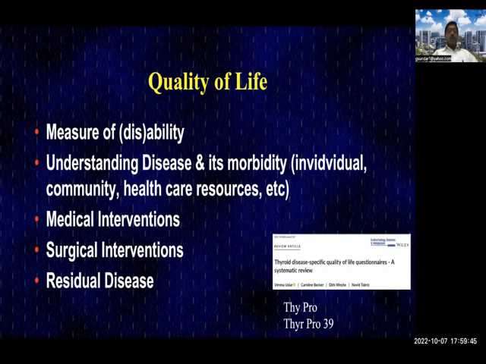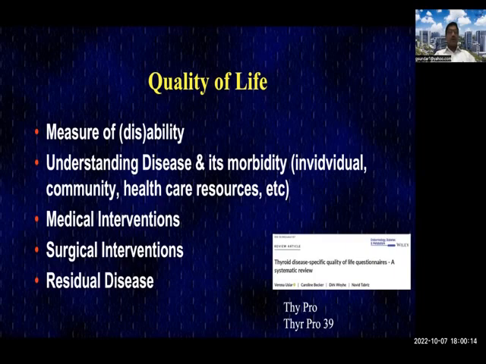When you look at quality of life, what we're doing is measuring the ability or the disability of the patient affected by the disease. It also helps us understand the disease and its morbidity. Like I mentioned earlier, the individual, the family and the community are affected, and healthcare resources are distributed and consumed in the management of these patients. It is often used to assess indications and outcomes of both medical and surgical interventions.